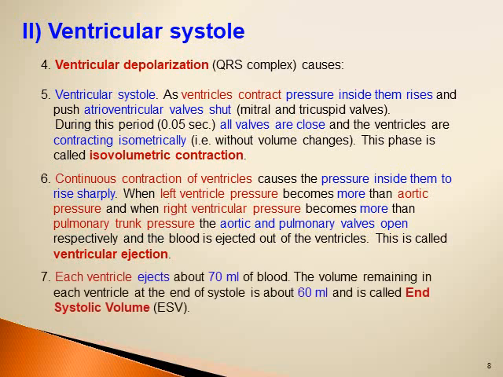Each ventricle during systole ejects about 70 milliliters of blood. The volume remaining in each ventricle at the end of ventricular systole is about 60 milliliters and is called the end systolic volume, ESV.